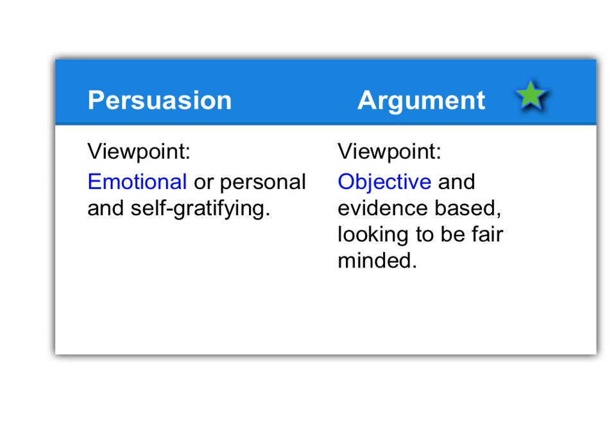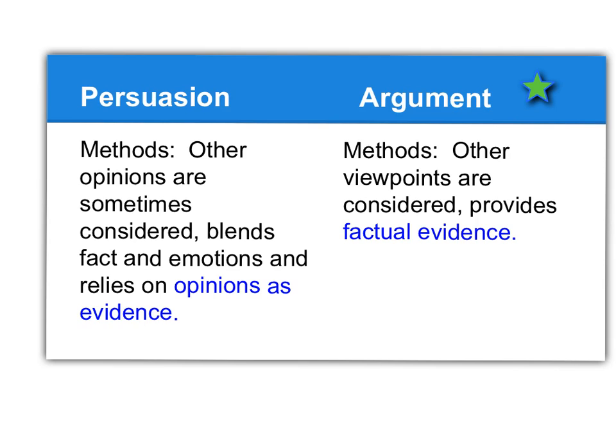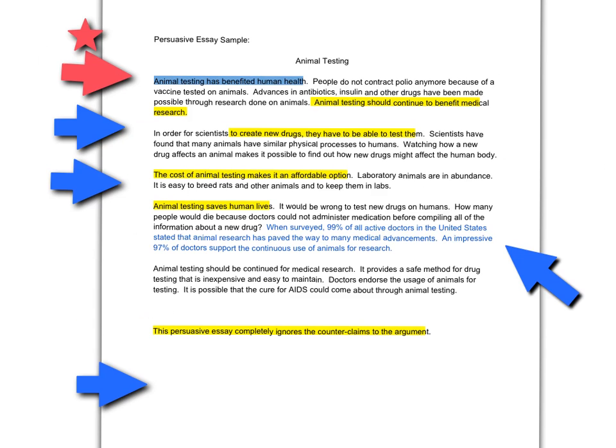In persuasion, your methods are usually other opinions. You blend fact and emotions, and you rely on opinions as your evidence. For an argument, you have to look at other viewpoints. They just have to be considered. And you have to provide factual evidence, which is where our research and our claims will come into play.